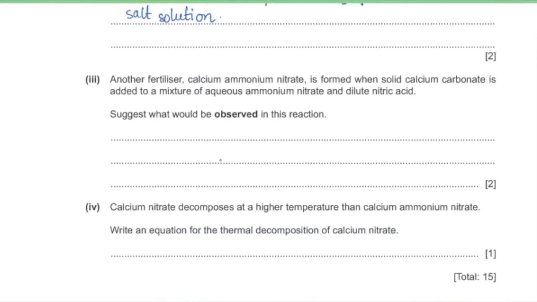Part 3, another fertilizer, calcium ammonium nitrate, is formed when solid calcium carbonate is added to a mixture of aqueous ammonium nitrate and dilute nitric acid. Suggest what would be observed in this reaction. So the first observation would be that solid, that is calcium carbonate, disappears. And the second would be effervescence due to reaction between calcium carbonate, which is metal carbonate, and acid. So acid plus metal carbonate would give you carbon dioxide, and that would cause effervescence.